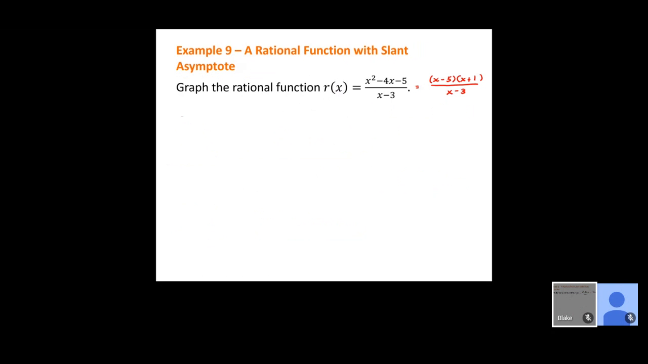So now let's look for vertical asymptotes. I can take my denominator, only one factor this time, set it equal to 0. So that's going to give us x equals 3 as our vertical asymptote. Right? And that's the only vertical.